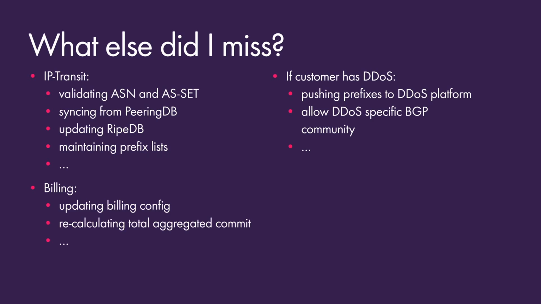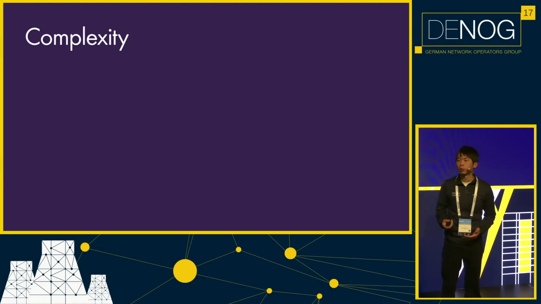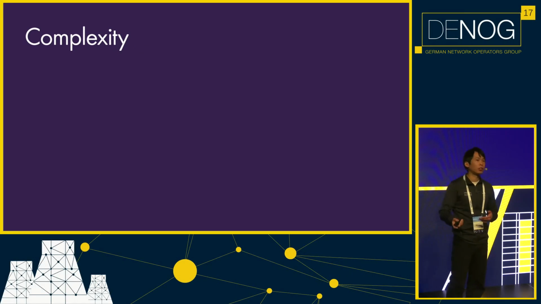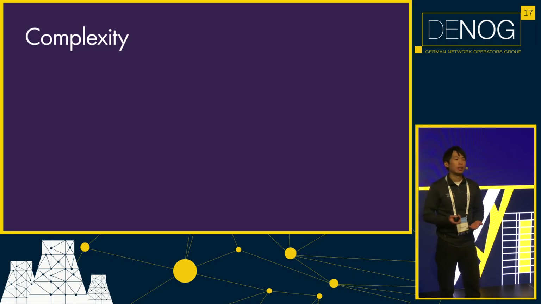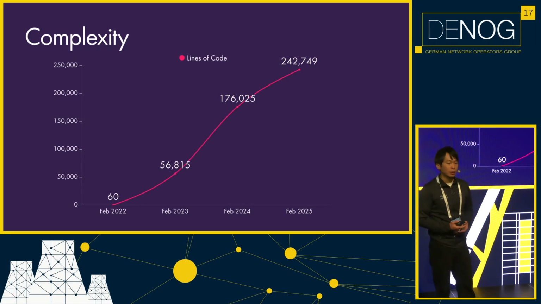And of course, there's also things like billing, yada, yada, yada. So what I'm actually trying to get at is that there's some inherent complexity in all these things that we're trying to do. When we talk about complexity in software, there are various ways to measure it. But I'm super basic, so we just go with lines of code, right?